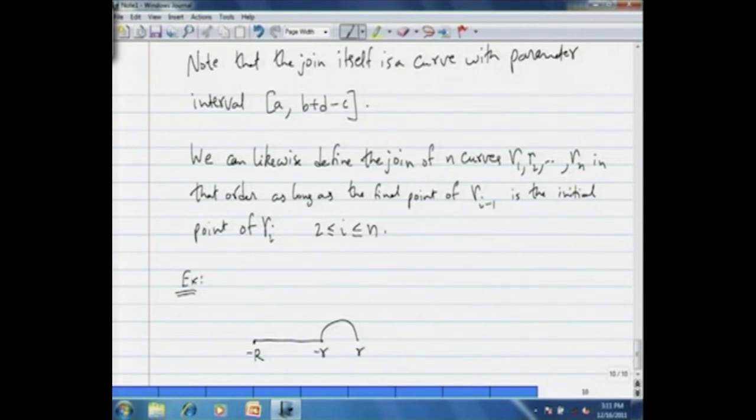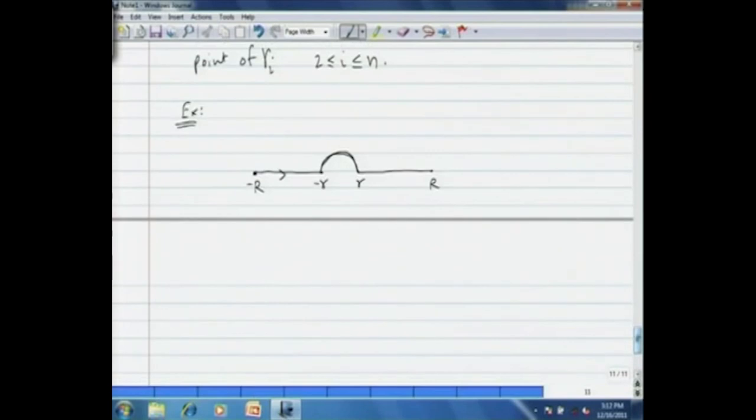Okay. And then here is little r again, and then capital R again. So, I am starting at minus R going until minus little r, and then tracing this little circle here, and going along this straight line from little r to capital R, and then back to here via this semicircle, in the anti-clockwise direction from capital R to capital minus R.